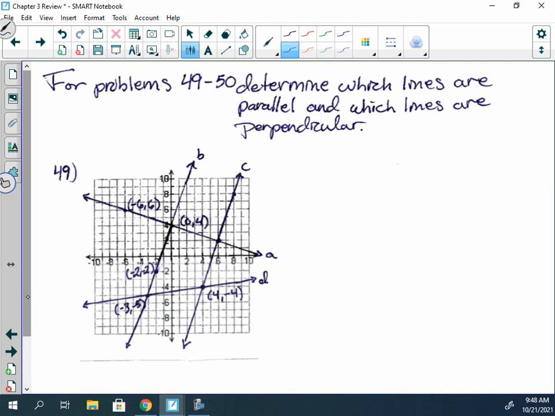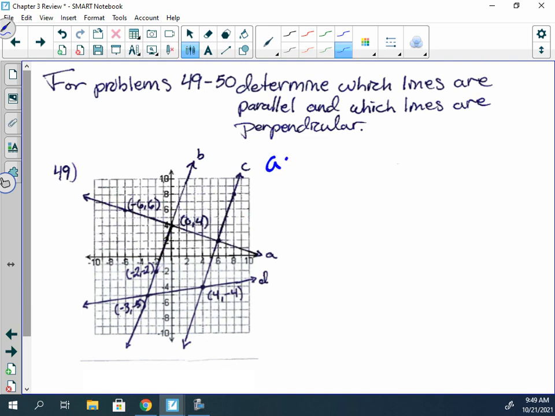49. So this one here, 0, 4, we will work through it. We may or may not get finished in time before the bell, but this is going to be one of the bonus questions. What we need to do here is just find the slope of each and every single line, and then determine which ones are parallel and which ones are perpendicular.